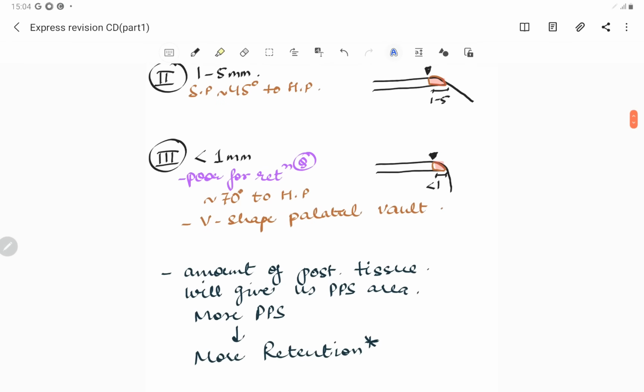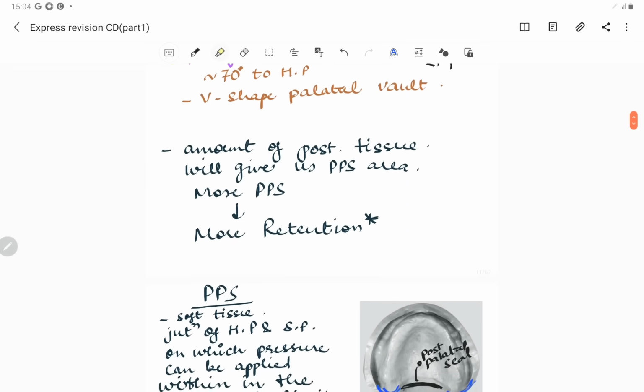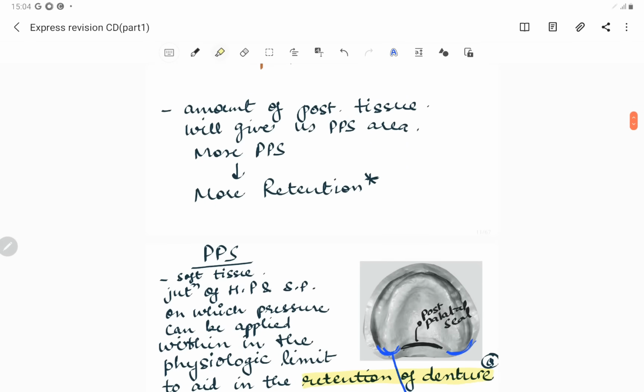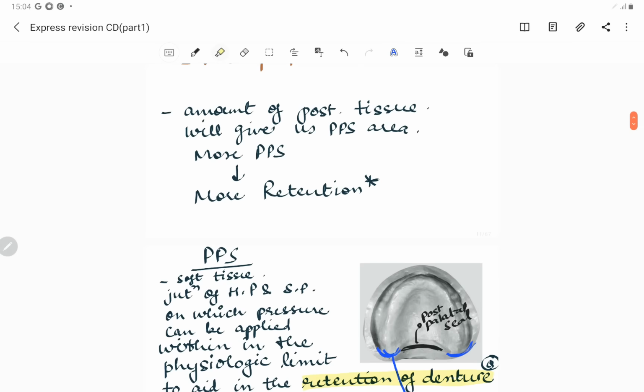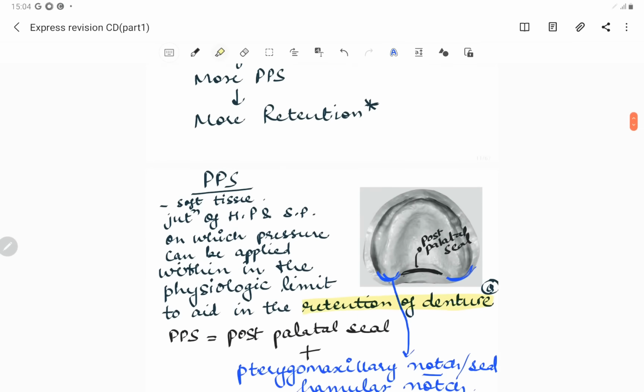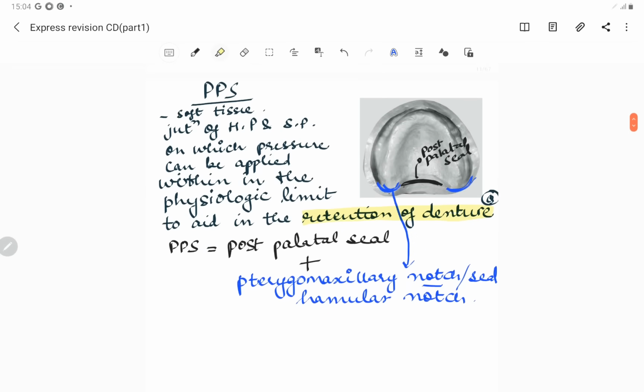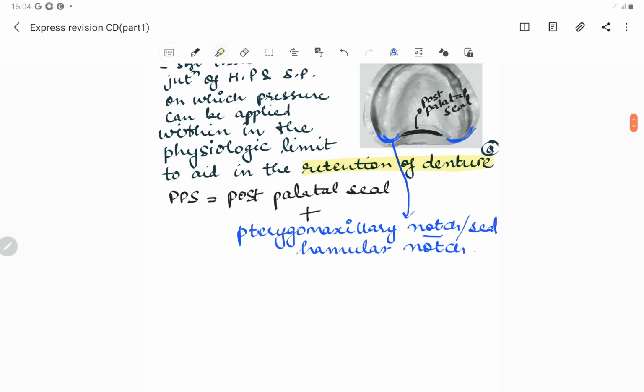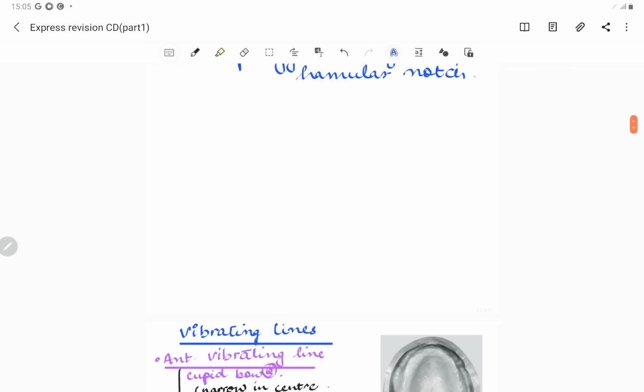Type 3, which is poor for the retention, and less than 1 millimeter of the tissue support is there. Then the amount of posterior tissue will give us the PPS area. The more the PPS area, the more the retention. The PPS area is composed of two parts: the posterior palatal seal area and the pterygomaxillary notch, or the pterygomaxillary seal area, or the hamular notch.